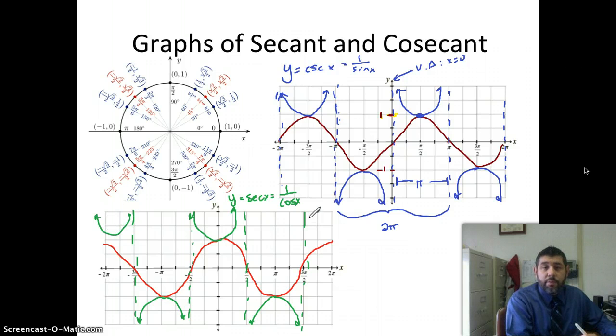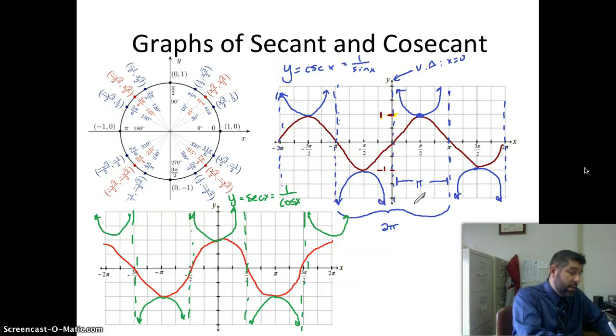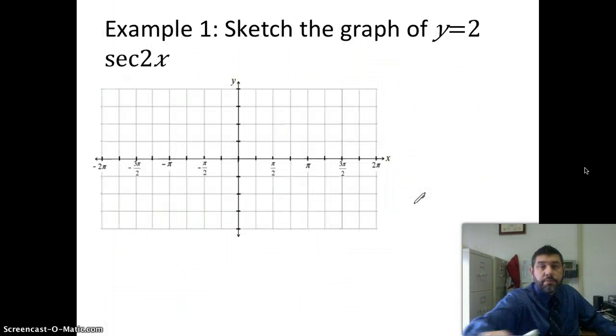secant graph. Remember that secant is the reciprocal of cosine. Okay, so we're looking at these graphs. Same follows here. 2 pi over b is the period, but the length between each vertical asymptote is pi. So let's take a look at some examples of how we would graph things that change, maybe a phase shift or a period change to each of these.